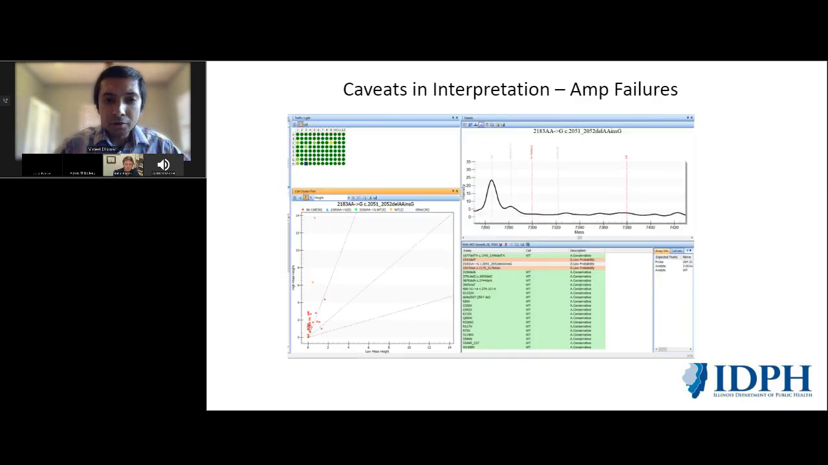And so another caveat to interpretation is amplification failures, where, as you can see in this plot here, you have a bunch of just red circles all over the place. This is typically seen when your PCR amplification does not work at all for a given mutation. Essentially, you just have to repeat that specific specimen because there's a mutation that failed. And this happens from time to time.